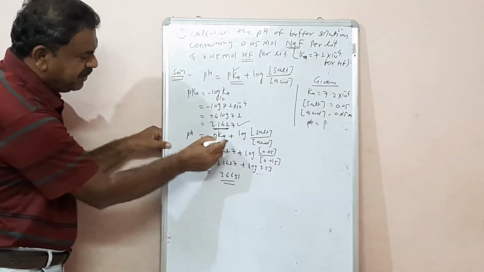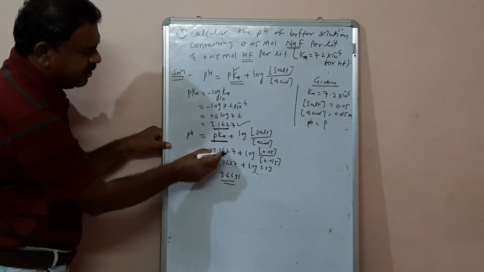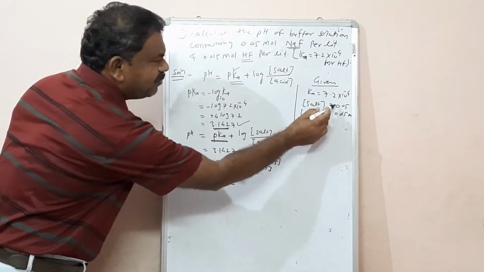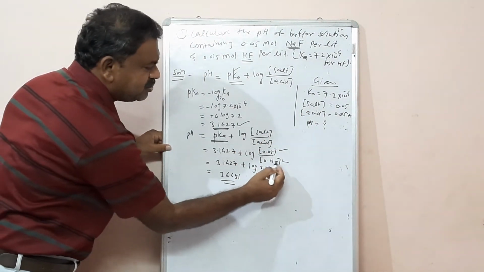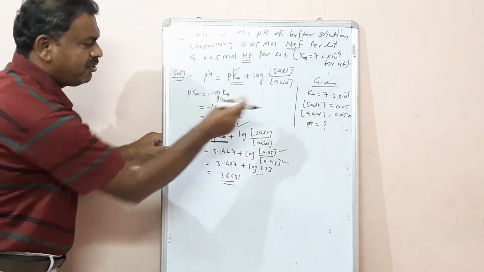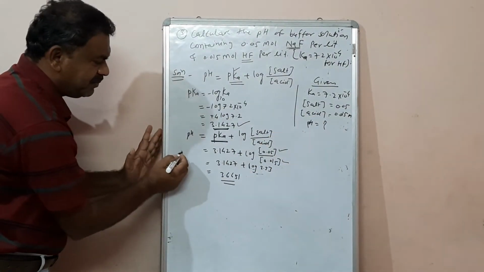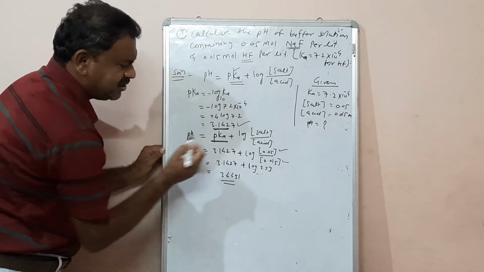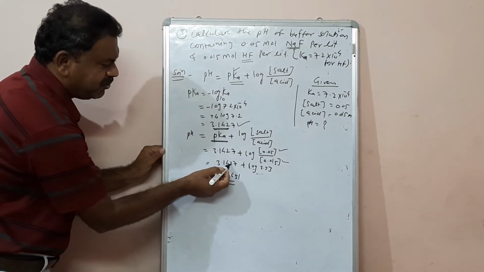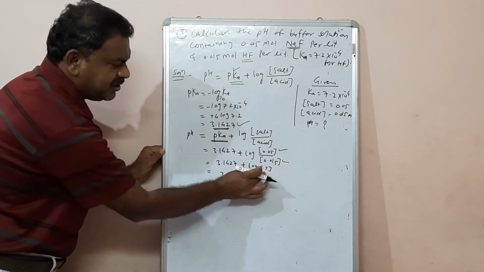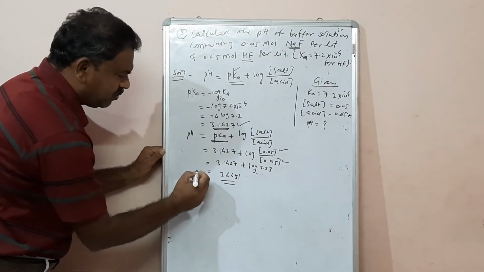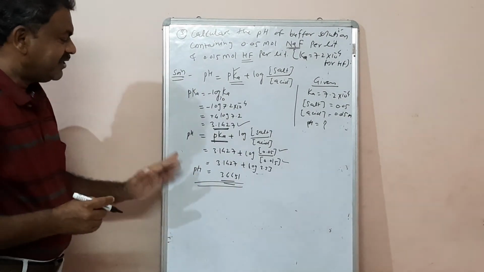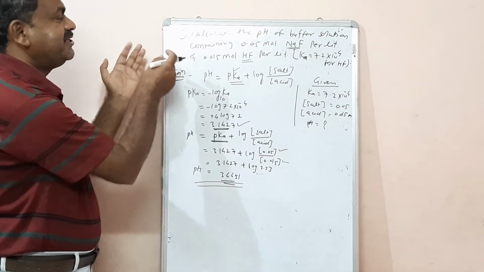Now put the value, pKa is known, that is 3.1427, plus log of the value of salt, 0.05. Now the value of acid is also known, 0.015. Put the value and calculate the pH. Therefore, pH equal to 3.1427 plus log of 3.33. Therefore, total pH is equal to 3.6651, and that is your answer.